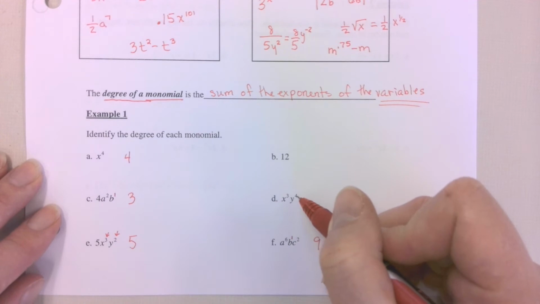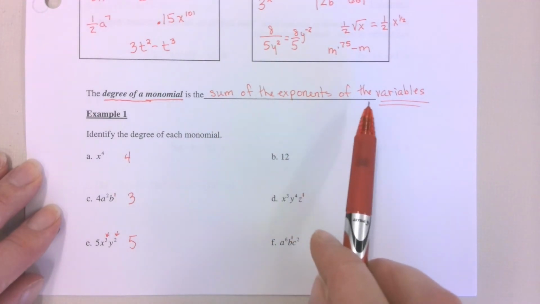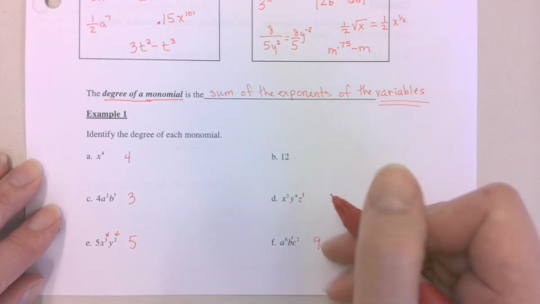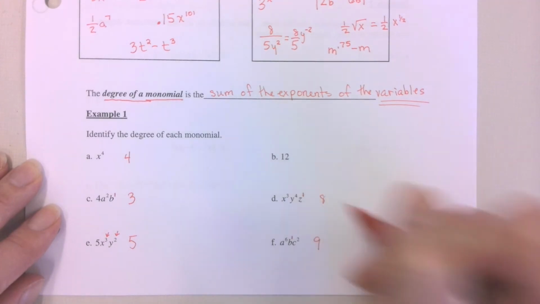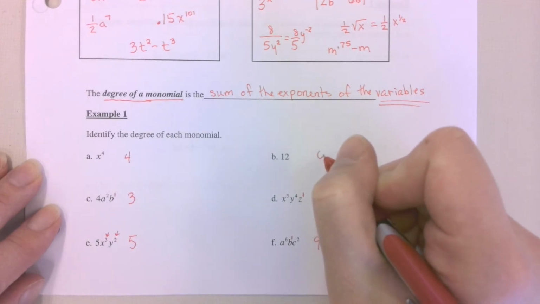X to the third, y to the fourth, z to the first. Again, I'm finding the sum of the exponents of the variables. And so this would be a degree of 8. And this is the one that gets everyone. I have the number 12 here. And the degree of 12 is actually 0.